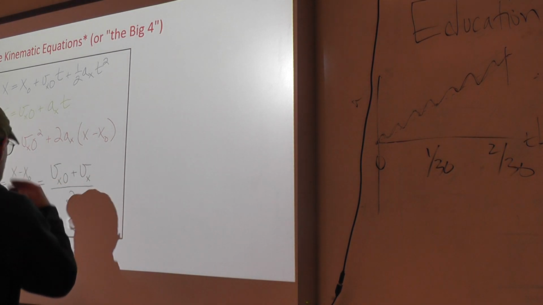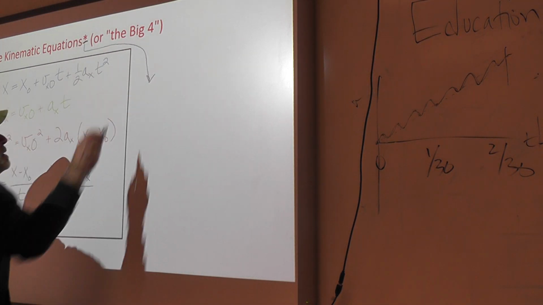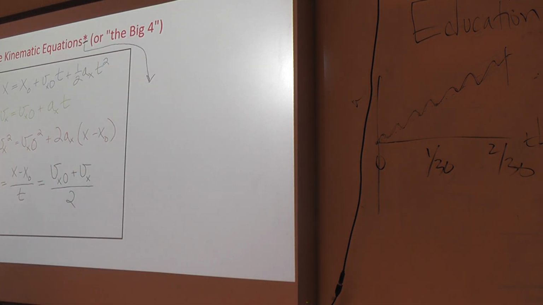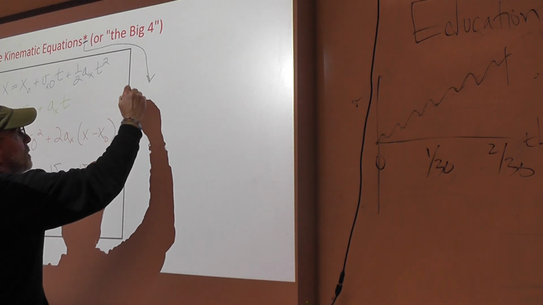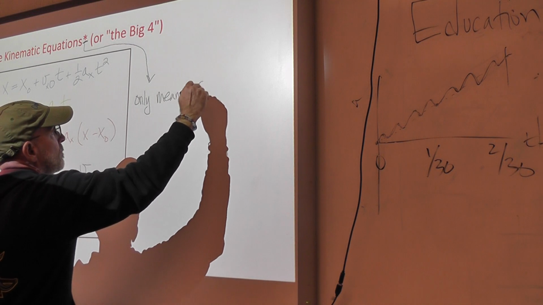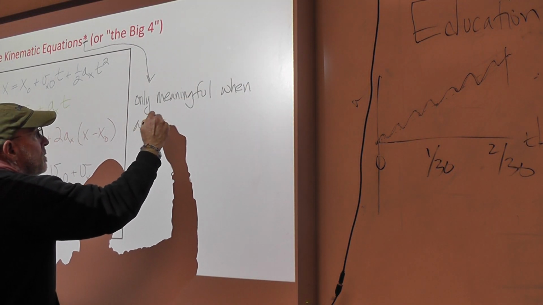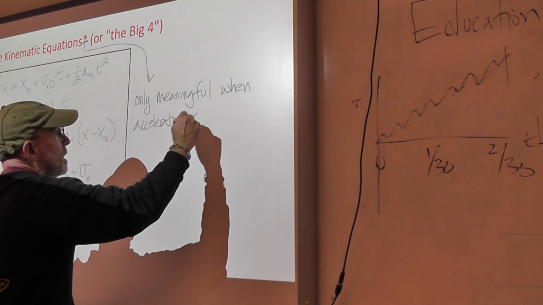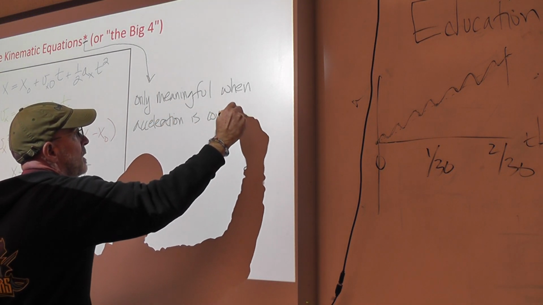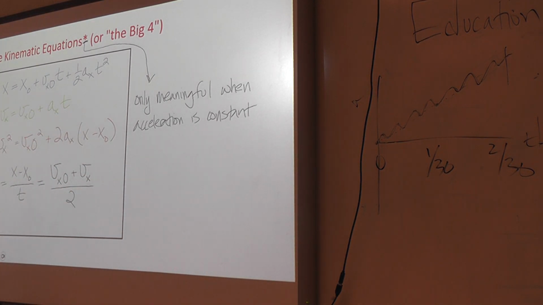And the key piece of information that you need to know in order to be able to use these equations is that they only apply when acceleration is constant. So these are only meaningful when acceleration is constant. And this is the source of a lot of trickery, especially on the AP exam, because you can use these equations even when acceleration isn't constant. They just will give you garbage.